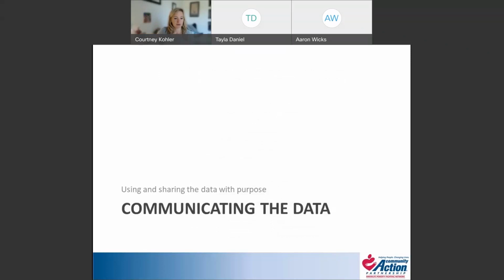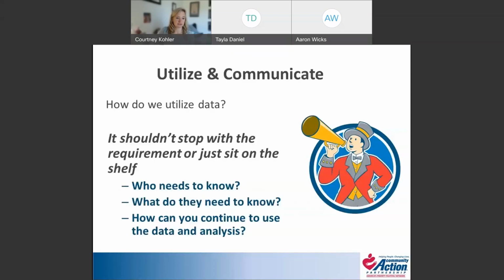So then communicating the data. I'm going to go through some of these communication slides somewhat quickly, but of course we'll provide you with the PowerPoint and the recording of this webinar. But the main thing I want to talk about here is that we want to make sure we use the data. And of course I've been saying that probably this whole presentation in various ways.